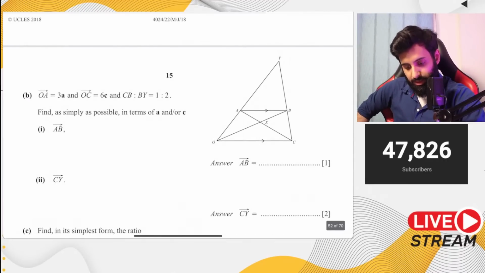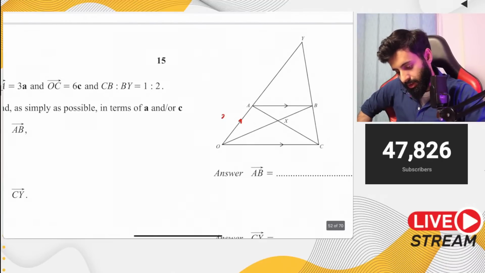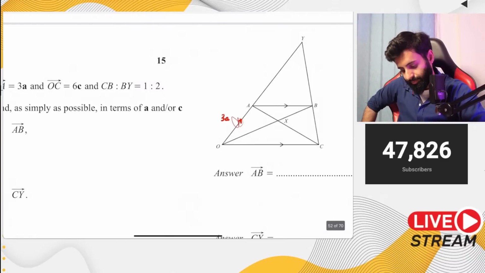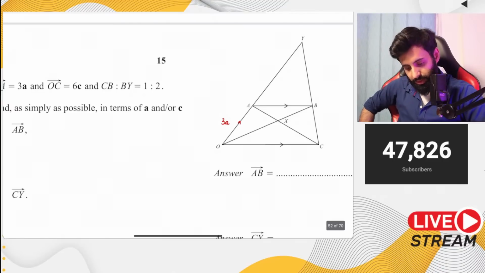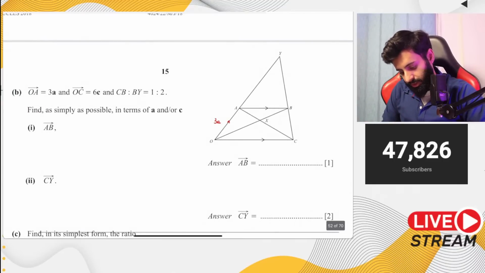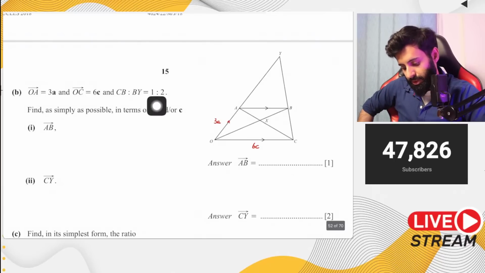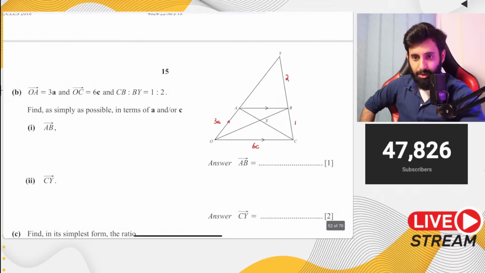So it says OA equals 3A. That means this is equal to 3A. Let me write that again. OA equals 3A. Then it says OC is 6C. And then you're told that CB and BY are in the ratio 1:2.